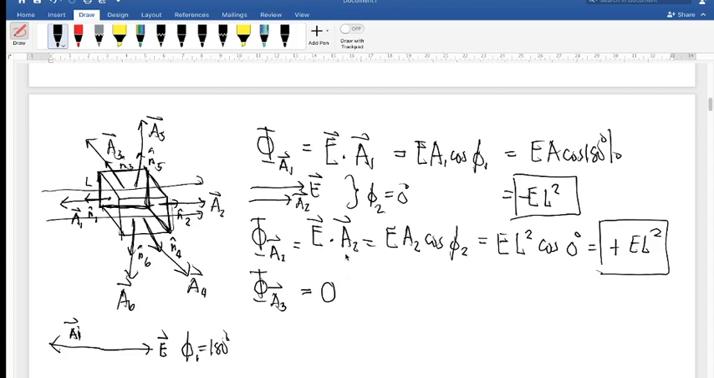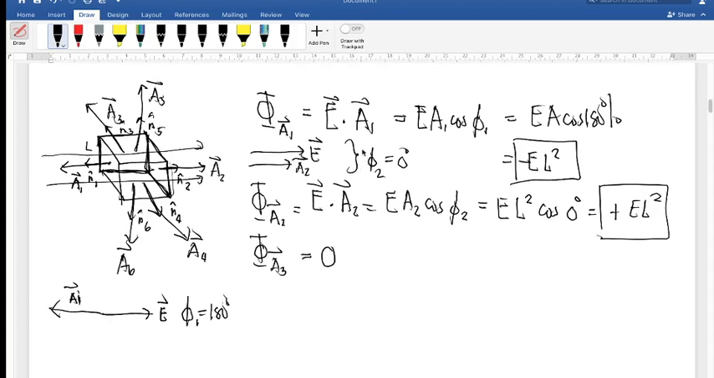And the reason for that, other than no electric field lines penetrating your area A3, is that the electric field vector is perpendicular to the area vector 3. So it is perpendicular, meaning cosine of 90 degrees is 0. That is why we still get a 0 electric flux.